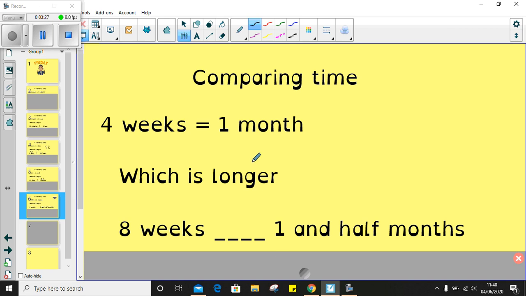So for me to figure this out, I'm going to figure out how many weeks are in 1.5 months. So if I know 4 weeks are in 1 month, then in half of a month, that must be equal to 2 weeks. So for me to figure out 1.5 months, I need to add 4 and 2 together, which is equal to 6. So 6 weeks is equal to 1.5 months. So I can see that 8 weeks is longer, is greater than 1.5 months.